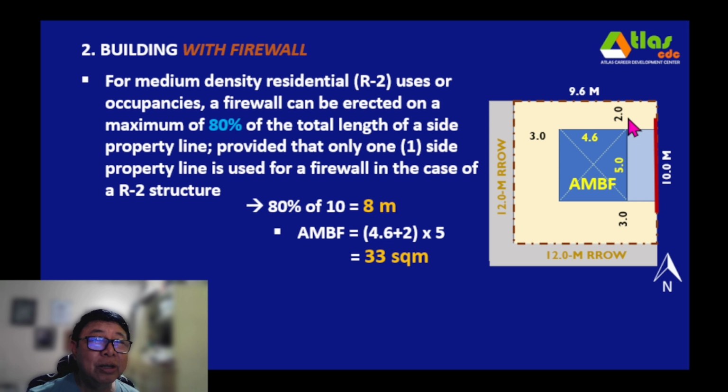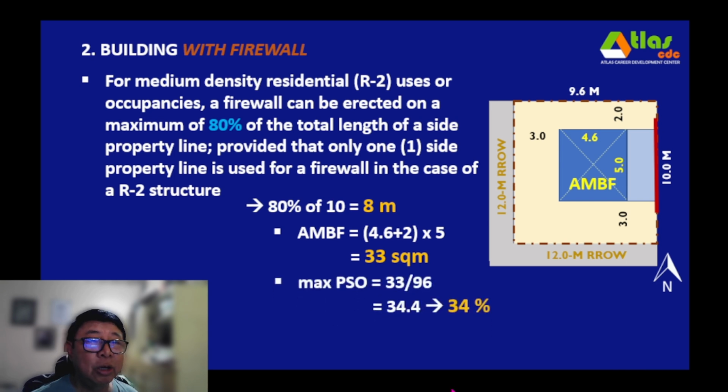So the additional area that we will have here is this portion. So our AMBF now will be this 4.6 plus this 2 meters. It will be 6.6 and multiplied by this dimension of 5 meters will give you now an area of 33 square meters. That will be our AMBF. And so our maximum PSO is 33, divided by the TLA of 96 square meters will give you 34.4% or 34%.